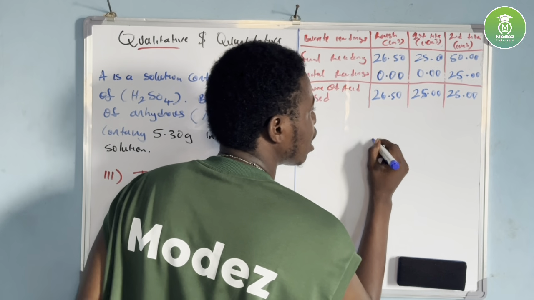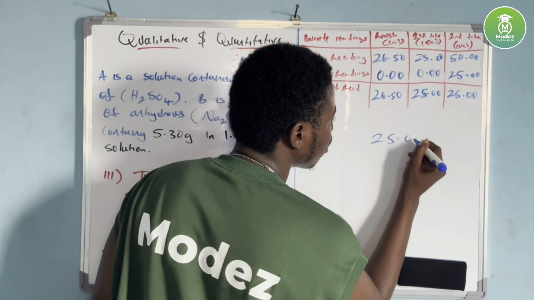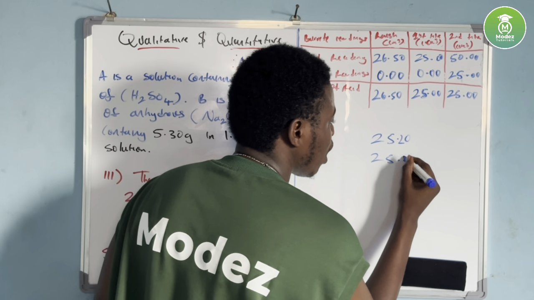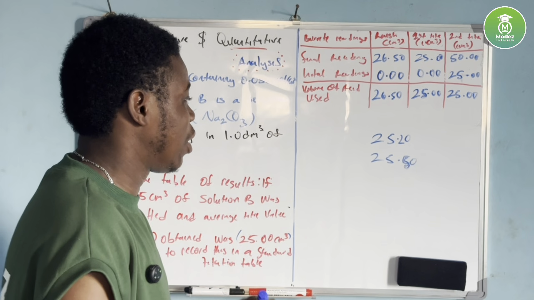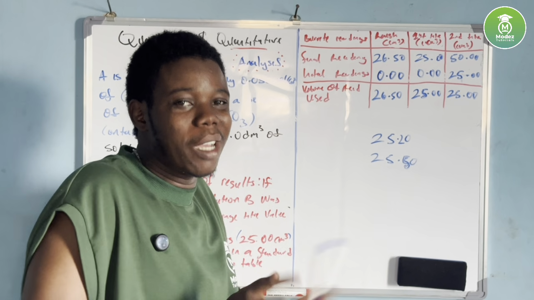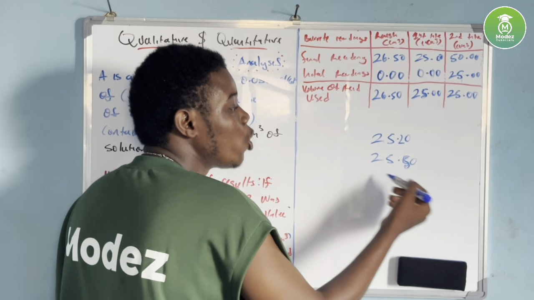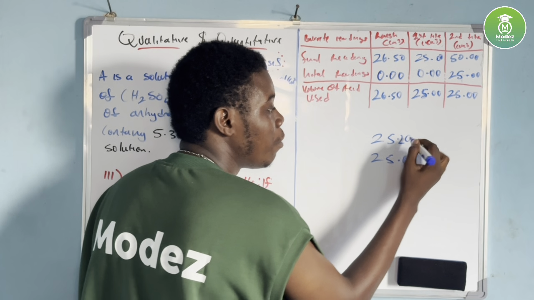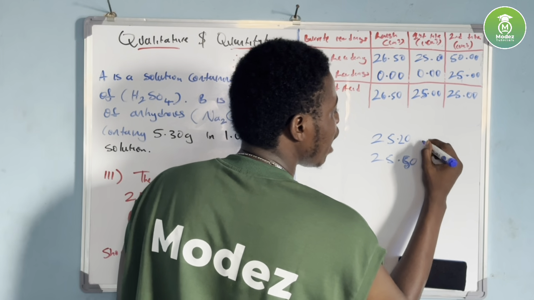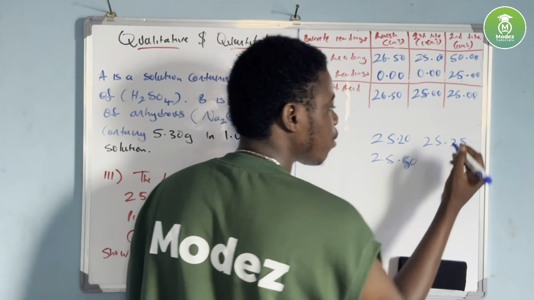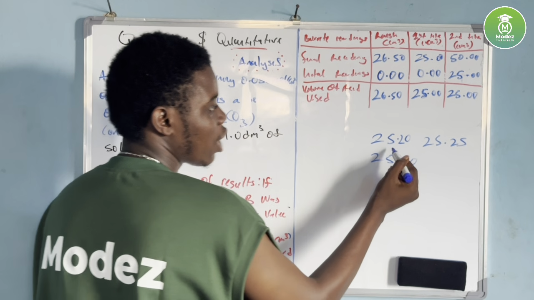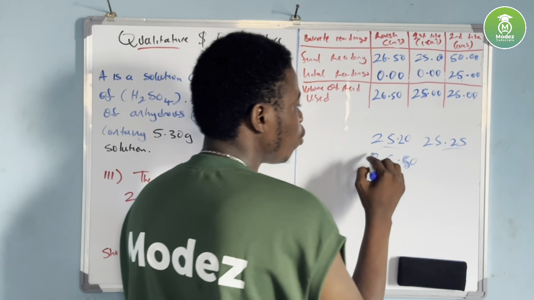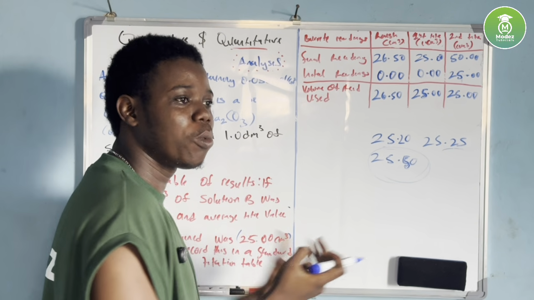If you have something like this, 25.20, and you have something like this, 25.50 as another titer value, when you are at this stage, you cannot manipulate results. You have to do another titration again to confirm and try to get something that is very, very close to this. At least something like this, 25.25. Do you get it? Can you see how close they are? This can easily get you more marks than when you bring in this, the gap is going to be too much.